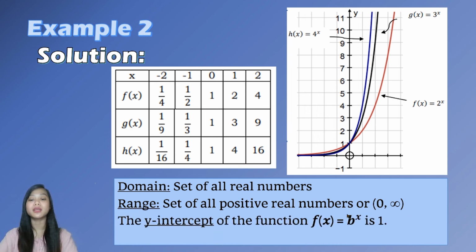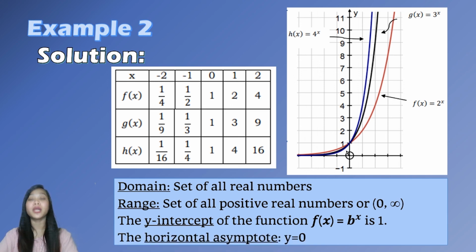And the y-intercept of the function equal to b raised to x is 1. As we can see here in our graph, the y-intercept of these three curves, of these three graphs, is y equals 1. So we have this plot. They coincide at the y-axis at y equals 1.